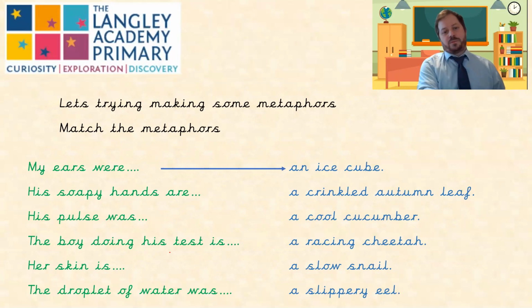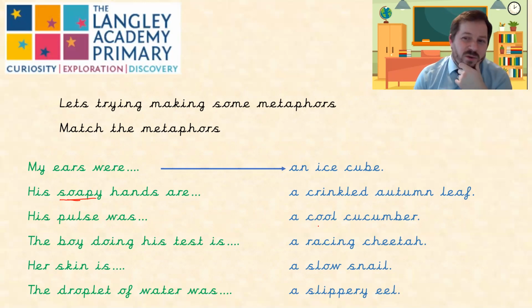Okay, so what we're trying to do, and what a metaphor does, is sometimes works on a few different levels. So we'll start with his soapy hands are. Think about the word soapy here, are his soapy hands a crinkly autumn leaf? Probably not, because most crinkly autumn leaves aren't soapy. What do we mean by soapy? Is probably like that feeling that they slip and slide all over the place, or bubbly, one or the other. Is it a cool cucumber? Well, no, probably not. His soapy hands probably aren't a racing cheetah afterwards.